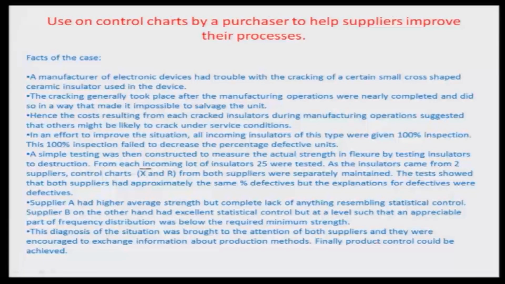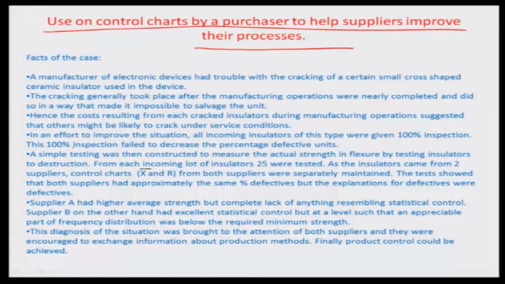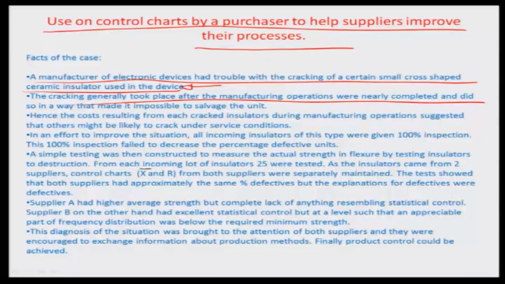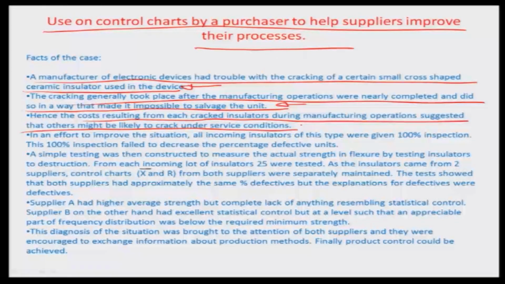So, we now demonstrate some of the uses of control charts by a purchaser to help suppliers improve their processes. There is a case which is given here. A manufacturer of electronic devices had trouble with cracking of certain small cross section ceramic insulators used in the device. So, the cracking generally took place after manufacturing operations were nearly completed, and so in a way they made it impossible to salvage the unit. So, you will have to just throw the unit once the crack has developed. So, hence the cost resulting from each cracked insulator during manufacturing operations suggested that the others might likely crack under service conditions, and so in an effort to improve the situation, all incoming insulators of this type were given 100% inspection.